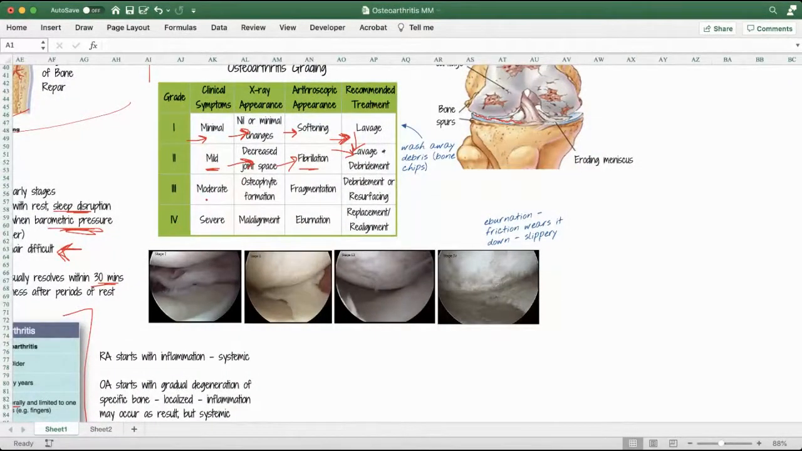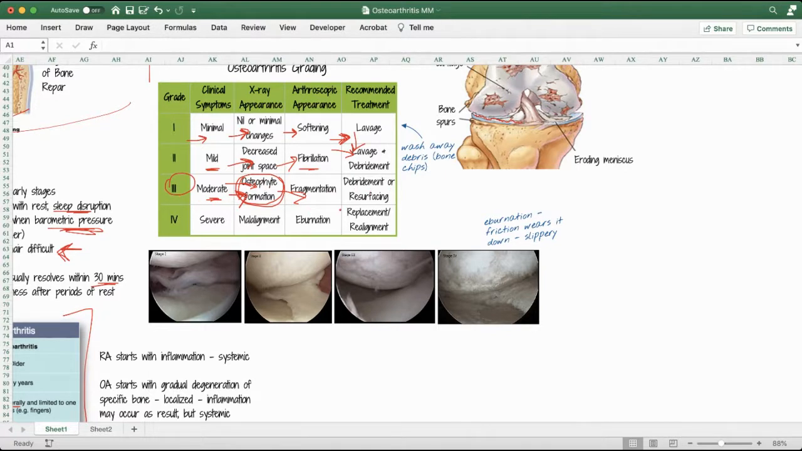Stage 3, you would have moderate symptoms. Now you have your osteophyte formation. So this is something I would highlight for an exam: when the osteophytes start to form, we're talking stage 3 or grade 3. Fragmentation, so when they actually start to break off, the pieces are starting to really break off.